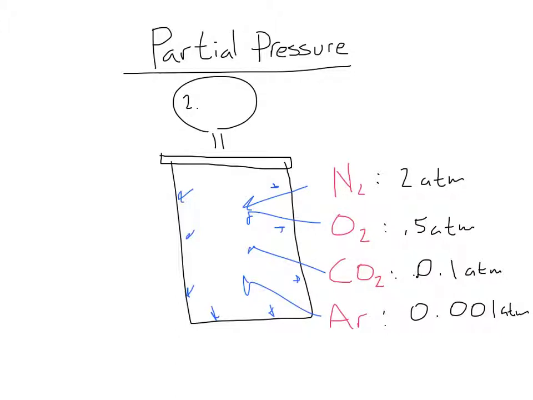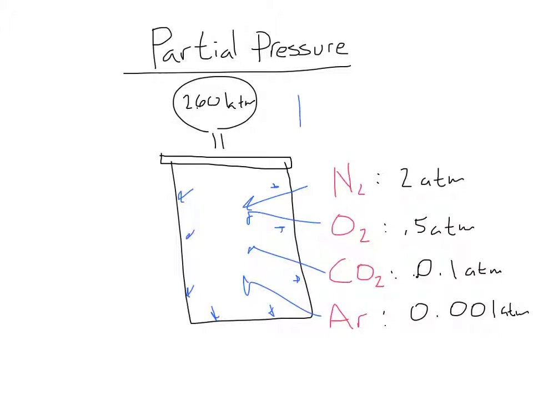So something in the range of 2.601 atmospheres. And so that would be our total pressure. And then the partial pressures would be the pressure of each of the gases inside of the container. This is what's called Dalton's law.